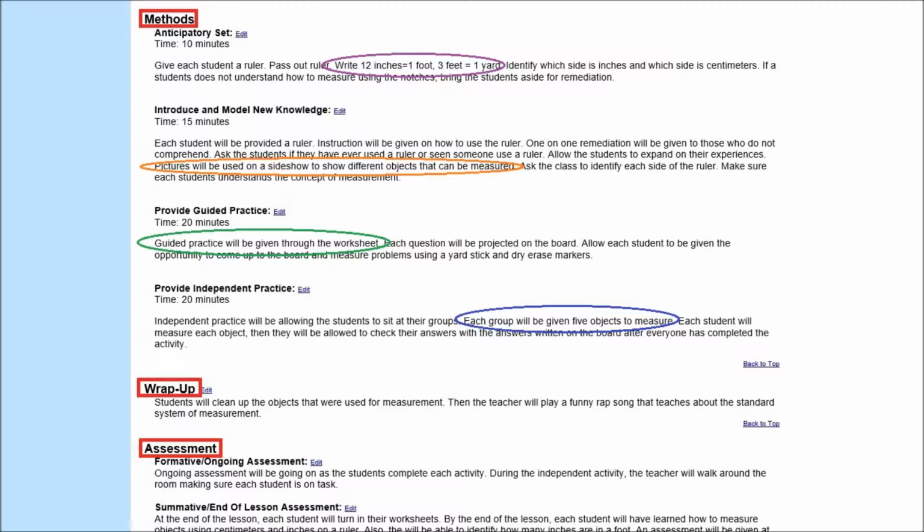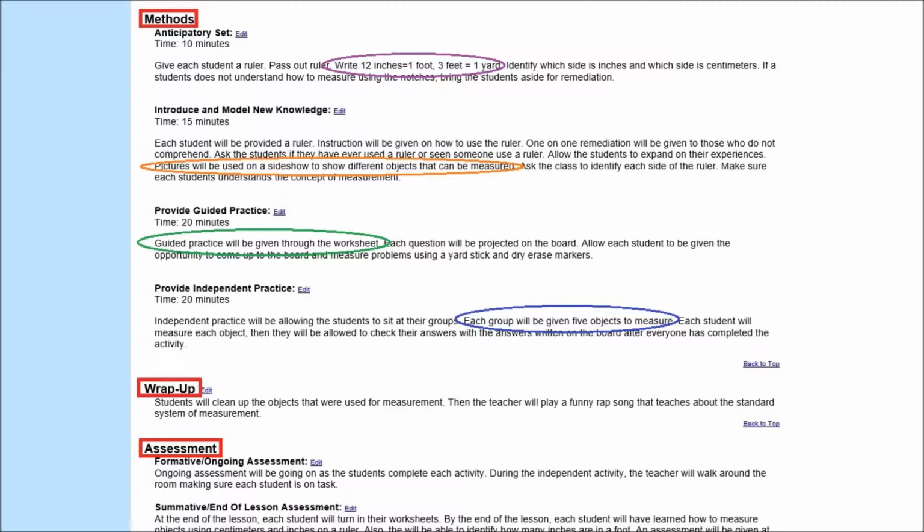For the anticipatory set, make sure each student has a ruler and pass out the rulers. Be sure to write that 12 inches equals 1 foot and 3 feet equals 1 yard on the board. Identify which side of the ruler is inches and which side is centimeters. If students do not understand, they can be taken aside for remediation.